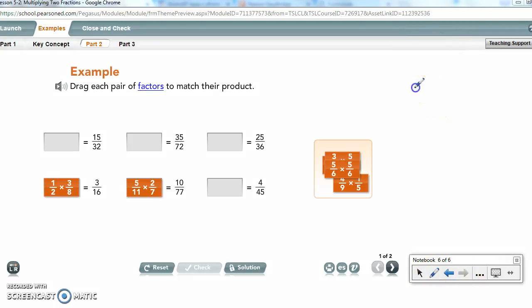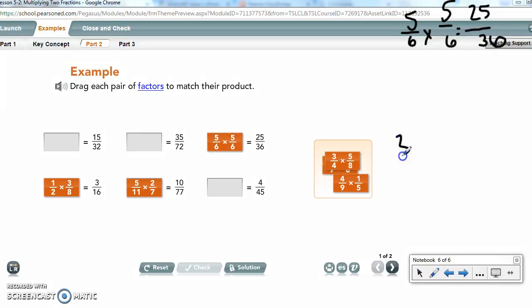Next, it says 5/6 multiplied by 5/6. 5 times 5 gives me 25, and 6 times 6 gives me 36. So 25/36 is my answer for this one.